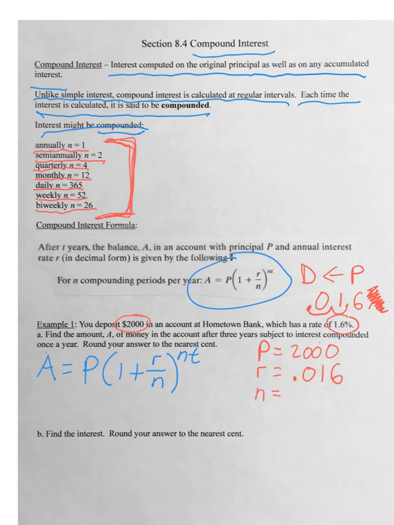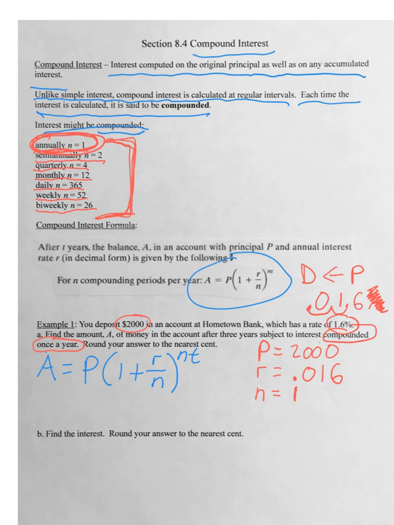Next up are those two little n's. This one's a little bit trickier because usually it's a word around compounded. So in this case, it says compounded once a year. Normally, it would just say annually. Compounded annually means the same thing. But either way, once a year or annually, if you look up here near the top of the screen, that means all the n's are equal to 1.